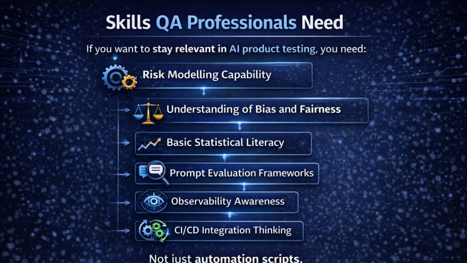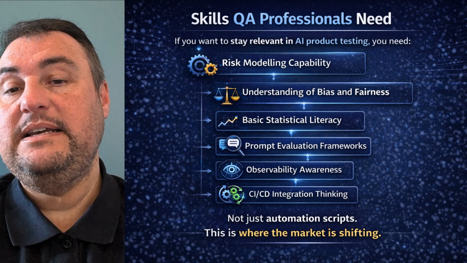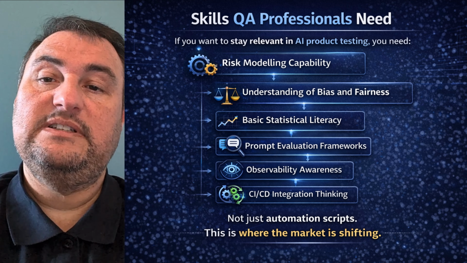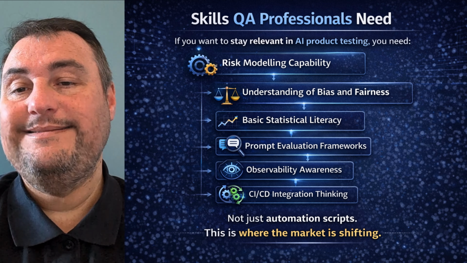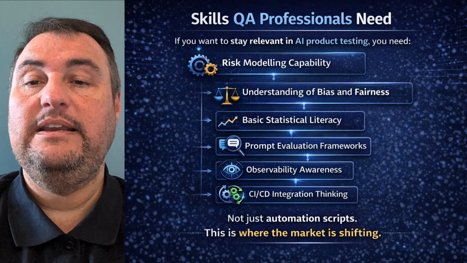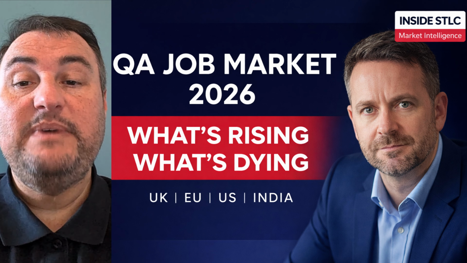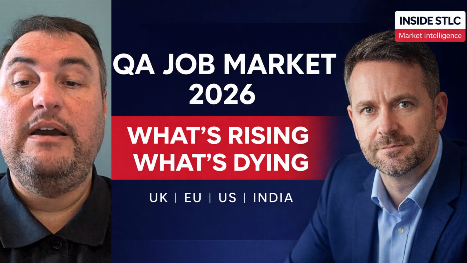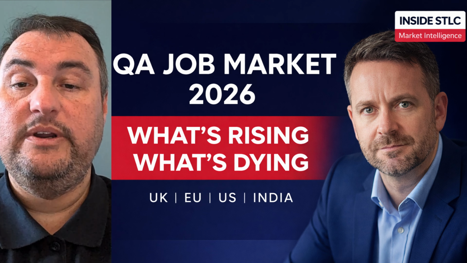So, what are the skills that QA professionals need nowadays? If you want to stay relevant in AI product testing, you need risk modeling capability, understanding of bias and fairness, basic statistical literacy, prompt evaluation frameworks, observability awareness, CI/CD integration thinking. So not just automation scripts, this is where the market is shifting. And again, I've just made a video on where the market is at the moment for job roles. So check that video out, and there's a really useful PDF in there as well to draw on, about where the testing market is going at the moment.